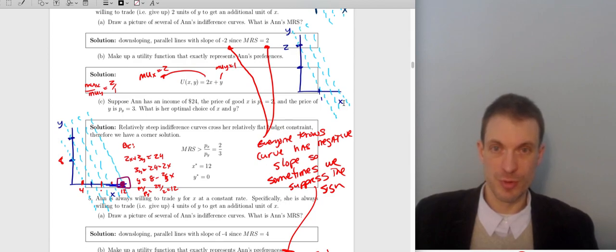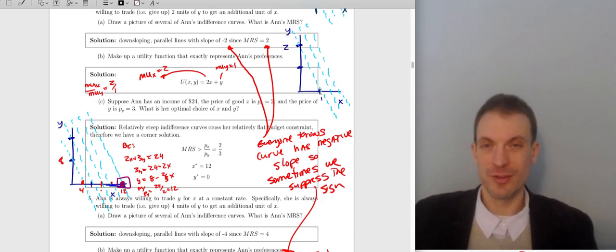That's going to give me the slope of the indifference curves, right? I'm giving up 3 units of Y to get an additional unit of X. So my MRS is going to be -2. So these are downward sloping lines with a slope of 2, right? So I said downward sloping lines with a -2 because the MRS is 2, right?